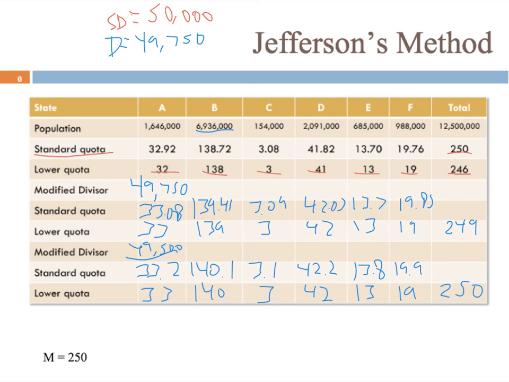Now, here's the problem. In the last slide, I said sometimes Jefferson's method comes out with some problems. We could have states that get more than their allotted upper quota. For instance, State B. Their standard quota is 138.72. So they should either have 138 or 139 seats. But they got a total of 140 seats. So maybe not fair to the other states, but that's just the way this worked out.